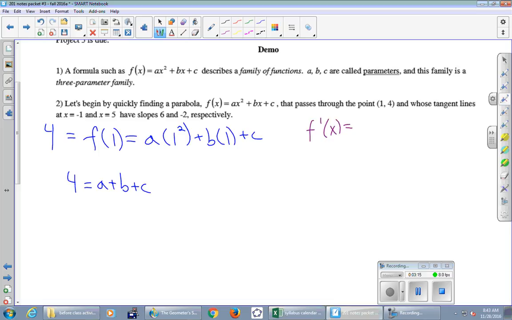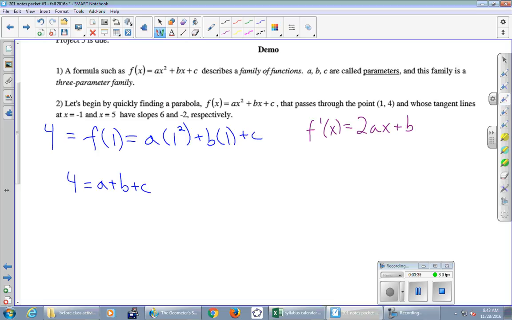So remember, a, b, and c are constants. Taking derivatives with extra constants floating around is easier when those constants look like numbers as opposed to when they look like parameters here. But still, we treat them like constants. So what's the derivative of ax squared? 2ax plus b. And then the plus c disappears.